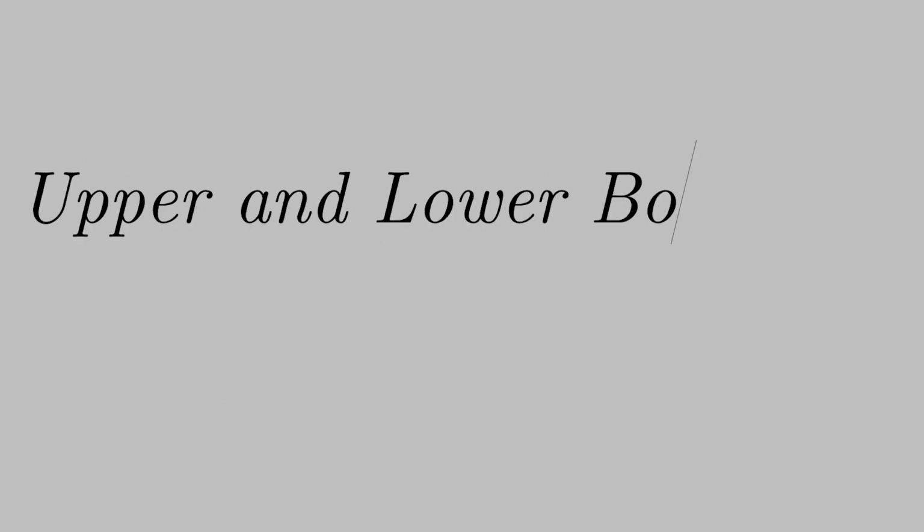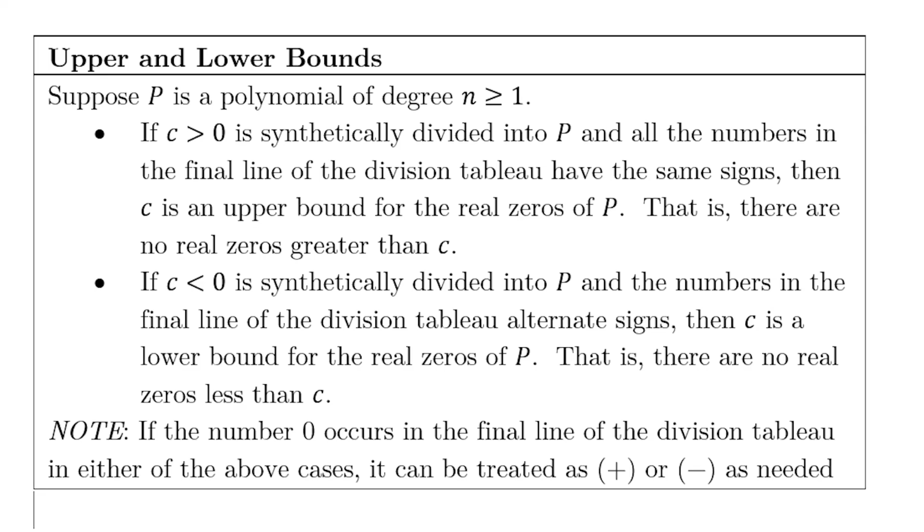Let's now have the theorems on the upper and lower bounds. Suppose P is a polynomial of degree n greater than or equal to 1. If C is greater than 0, that is, if C is positive, and it's synthetically divided into P, meaning you do a synthetic division using C, and all the numbers in the final line of the division tableau, the third line, have the same signs, then C is an upper bound for the real zeros of P. That is, there are no real zeros greater than C. Don't try anything higher than C.